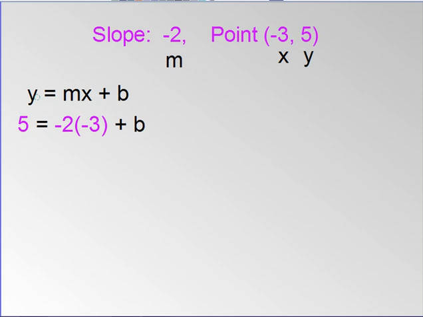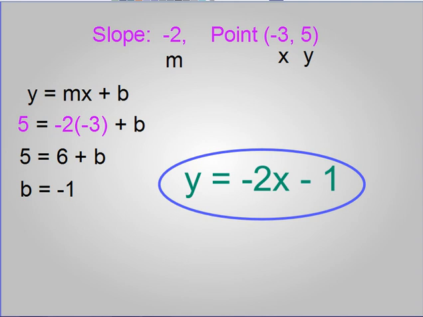So the first thing I'm going to do is I'm going to take the -2, the -3, and the 5, and I'm going to replace them or substitute into my equation. My y now becomes a 5, the m for slope is -2, and the x is -3, and remember that m and x are being multiplied. So when I do the multiplication, I get 5 equals 6 plus b, and when I subtract 6 from both sides, I get b is equal to -1. Now I have my y-intercept, and now I can write my equation using only the slope and the y-intercept.